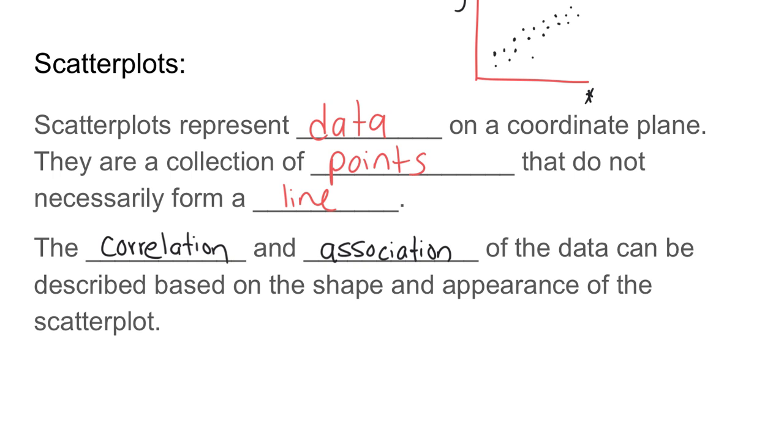The appearance, the shape of the scatter plot can tell us about the correlation of the data. What kind of association does it have? Does it have a positive association, a negative association? Is there a linear correlation to what we see? That's what we're looking for when we talk about looking at the shape and appearance of the scatter plot. Some specific things we want to be able to describe are whether they're strong or weak, positive or negative, linear, nonlinear, and so on. On the next slide, we're going to look at some of those up close.